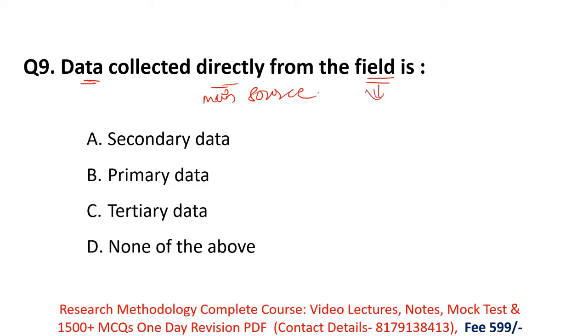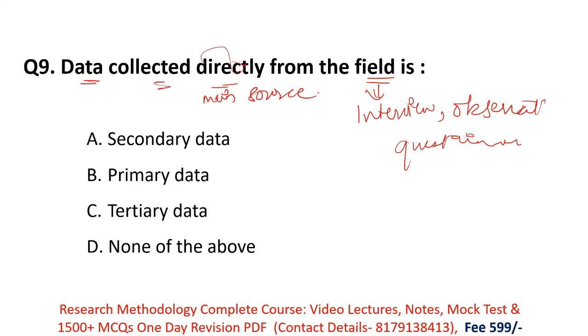Field means, for example, you are directly collecting data by performing an interview, or an observation, or through a questionnaire. So what they are asking here is, you are collecting data directly from the field. Directly means by performing an interview, an observation or a questionnaire. So if you are collecting your data directly from the field, then it is known as primary data.